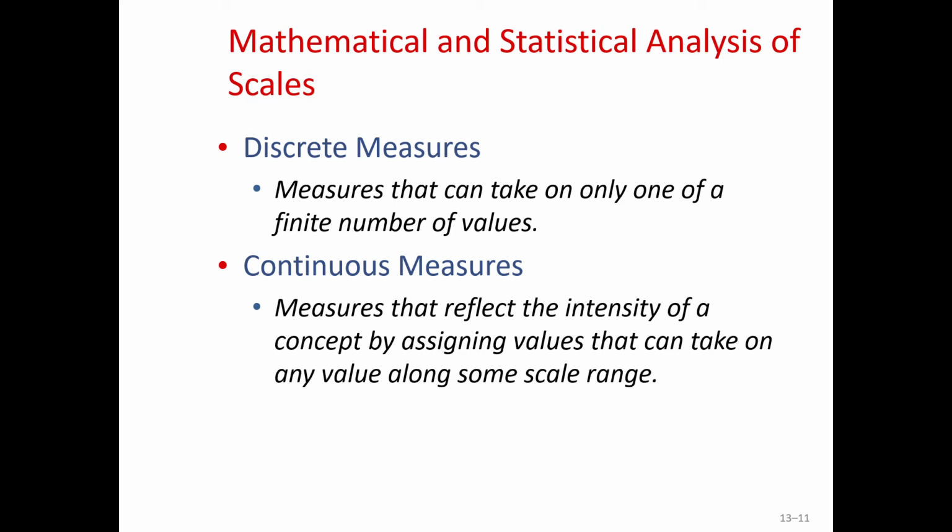Continuous measures are those assigning values anywhere along some scale range in a place that corresponds to the intensity of some concept. Ratio measures are continuous measures. So strictly speaking, interval scales are not necessarily continuous.